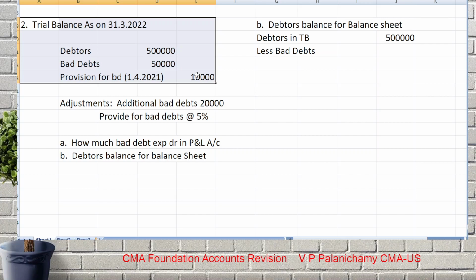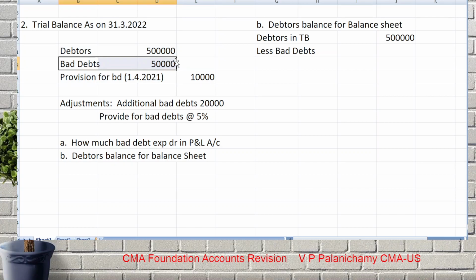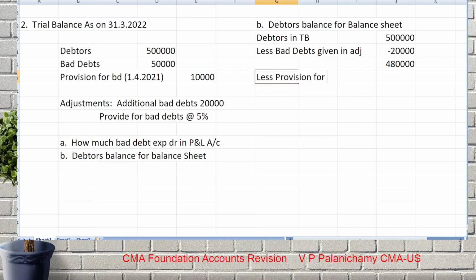Trial balance. What is the journal entry for bad debts? Bad debts account debit to debtors account. So whatever is given in the trial balance is already adjusted. Already journal entry is passed, already adjusted. So bad debts given in the adjustment, given in adjustment தான் to be adjusted. எவ்வளவு bad debts given in the adjustment? அந்த 20,000 தான் இன்னும் adjust பண்ணணும். Less பண்ணா 4,80,000.